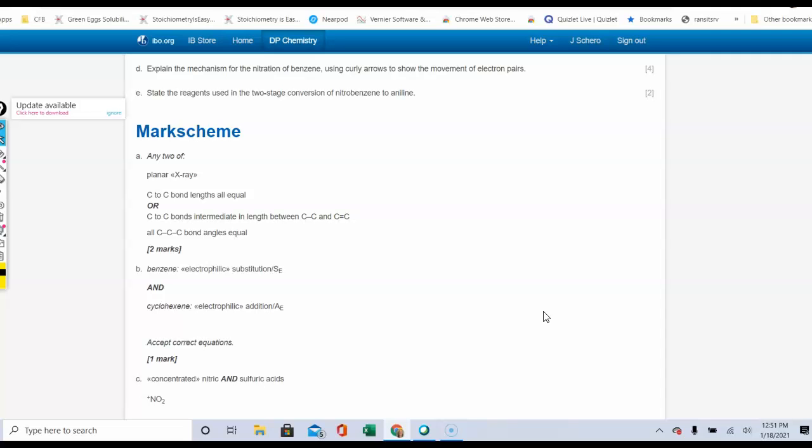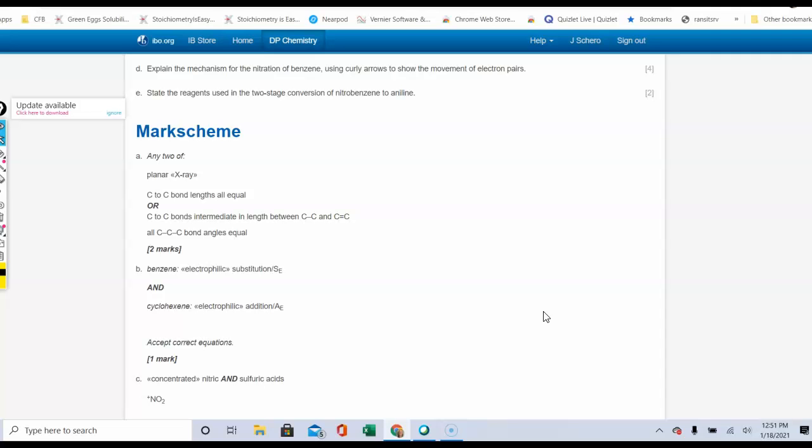Or you could say that the carbon-to-carbon bond lengths are all equal. You could also say the carbon-to-carbon bonds are intermediate in length between single bonds and double bonds. Or you could say all the carbon-to-carbon-to-carbon bond angles are equal to each other. There is a note at the bottom that says you could also mention that all of the carbon-to-carbon bond enthalpies are exactly the same as each other.